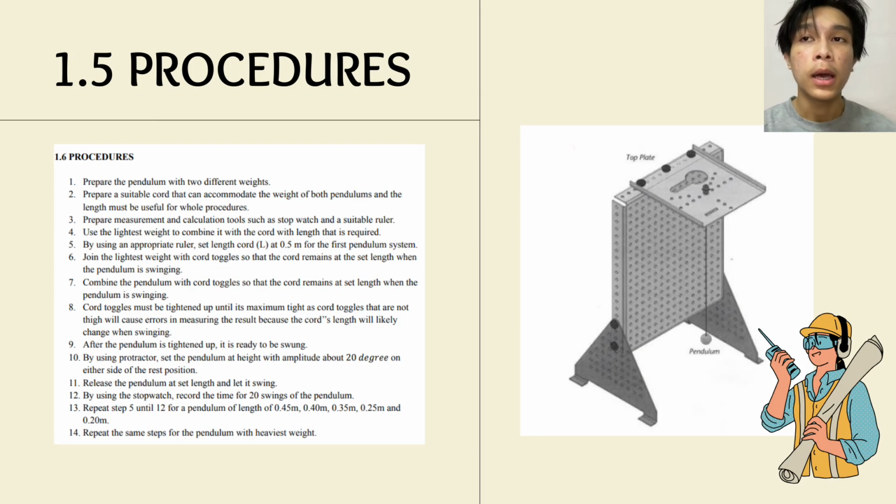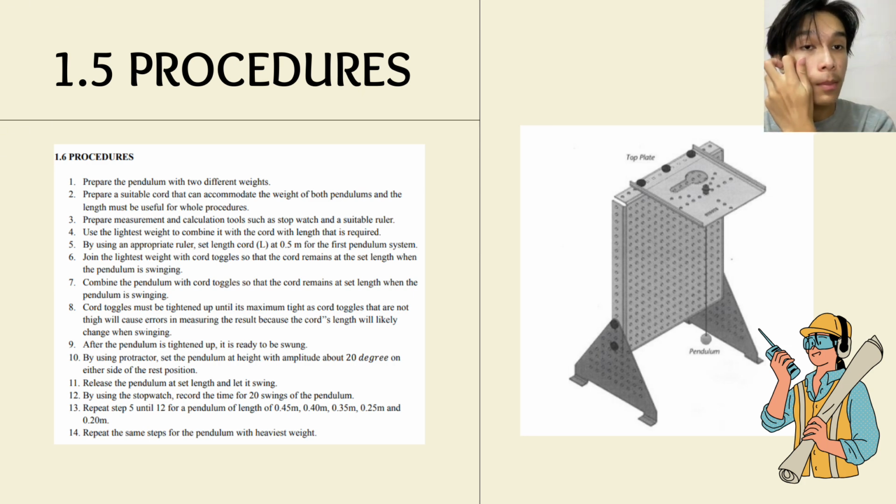Starting off the procedure, we prepare the pendulum with 2 different weights, and then we prepare a suitable cord that can accommodate the weight of both pendulums. Next, we prepare measurement and calculation tools such as a stopwatch and ruler. And then we start the mini project by using the lightest weight and combining it with the cord and line that is required.